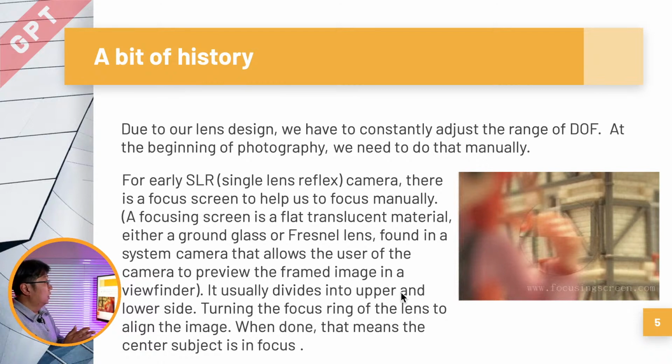I think I forgot the exact years, but it has been a long time. People had to do it manually. So you can see people turning the lens, there's a focus ring, and they keep turning. Even in today's modern cameras, you will find there is a focus ring. Later on, I will explain why we might still want to use that.